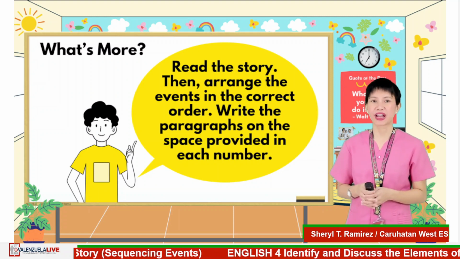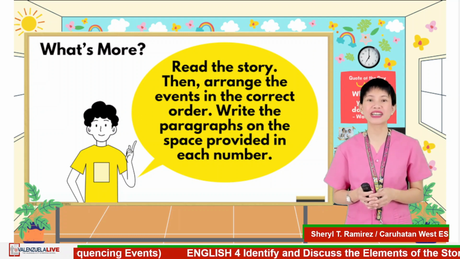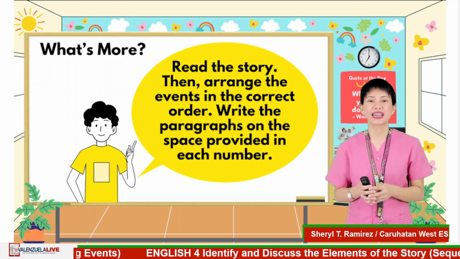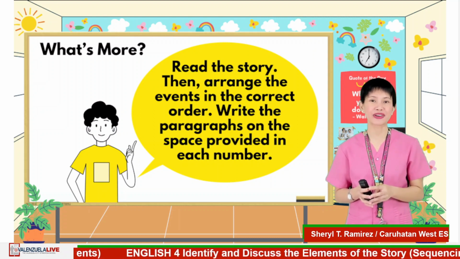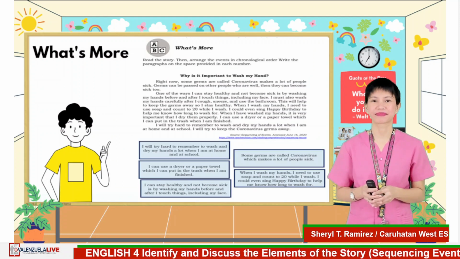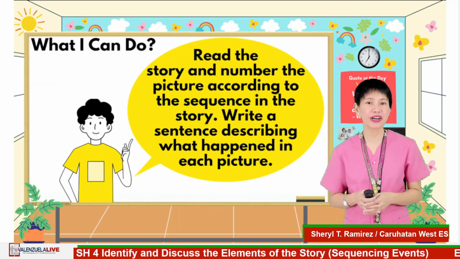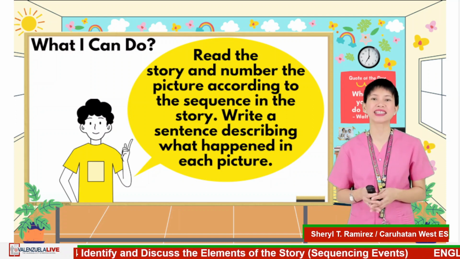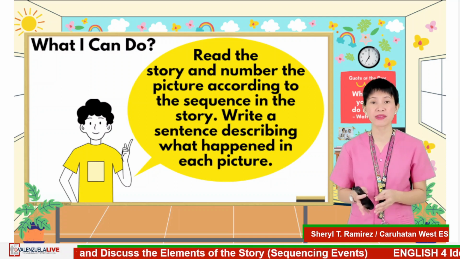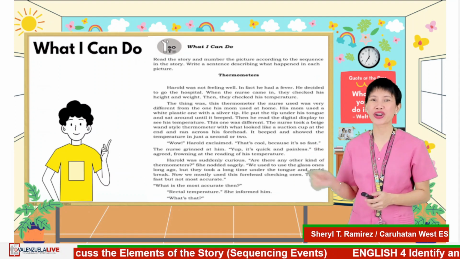What's more, read the story carefully, then arrange the events in the correct order. Write the paragraph on the space provided in each number and place it in your notebook. The page looks like this. What I can do? Read the story and number the picture according to the sequence in the story. Write a sentence describing what happened in each picture in your English notebook. Look at this page for your guide.